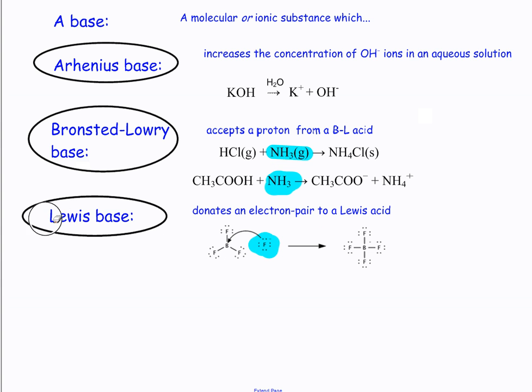And the most general definition, which includes the 3 examples we looked at previously and this last one, a Lewis base, is an electron pair donor. So this fluoride ion has some lone pairs in the outer valence shell, and one of them gets donated to BF3. So it is a Lewis base. These others are also Lewis bases because hydroxide and nitrogen also have lone pairs of electrons.